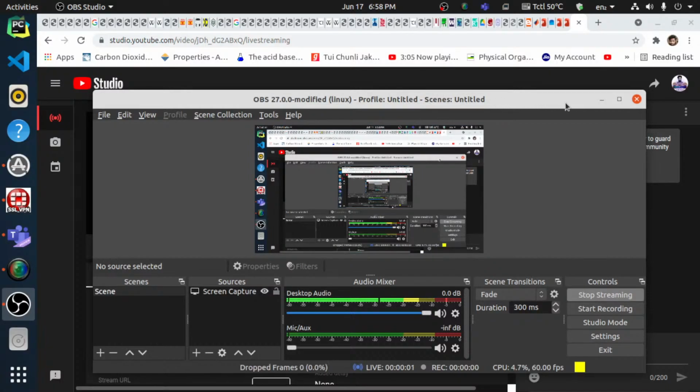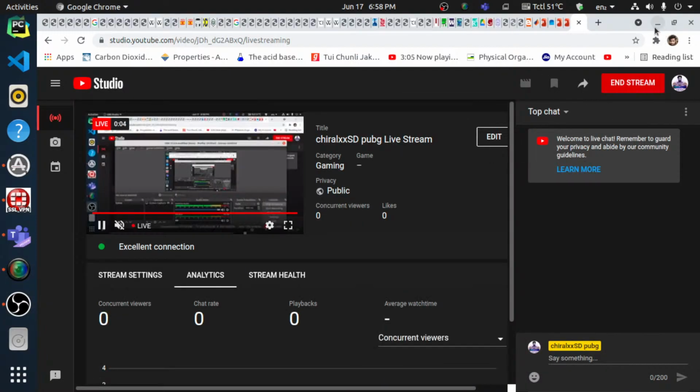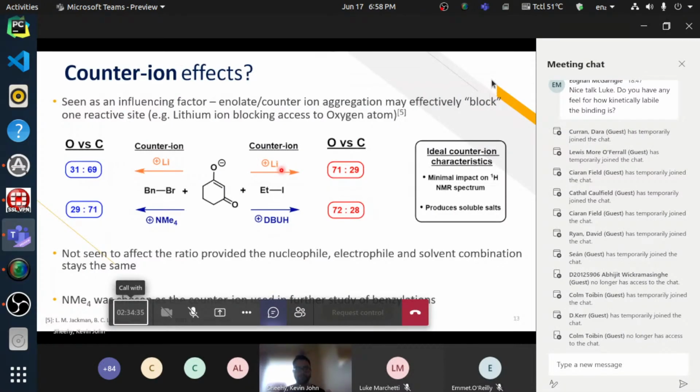Making a lithium enolate, the lithium ion will effectively block access to the oxygen atom, and then you see a decreased amount of oxygen alkylation. So we did the same thing. We made lithium enolates, tetramethylammonium enolates, and the classic DBU enolates. We put them into the same reactions with the same solvent, and what we saw is that as long as you use the same solvent, you get pretty much the same ratio.